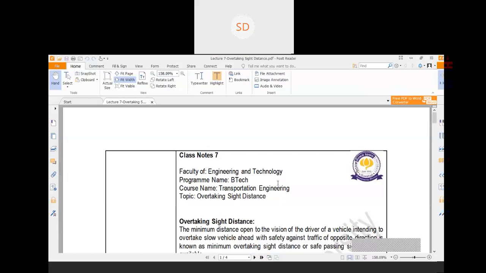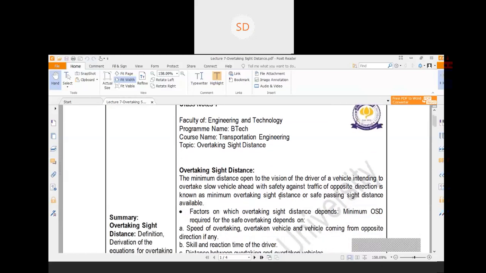Now, stopping sight distance was required to stop the vehicle whenever any disturbance occurs in the road. But overtaking sight distance is required to overtake any slow moving vehicle. For that also you need to see ahead of you, whether any opposite moving vehicles are coming or not. You need to think about the speed of the slow moving vehicle, and how much acceleration you want to provide to overtake that vehicle. So that total operation is called the overtaking operation.